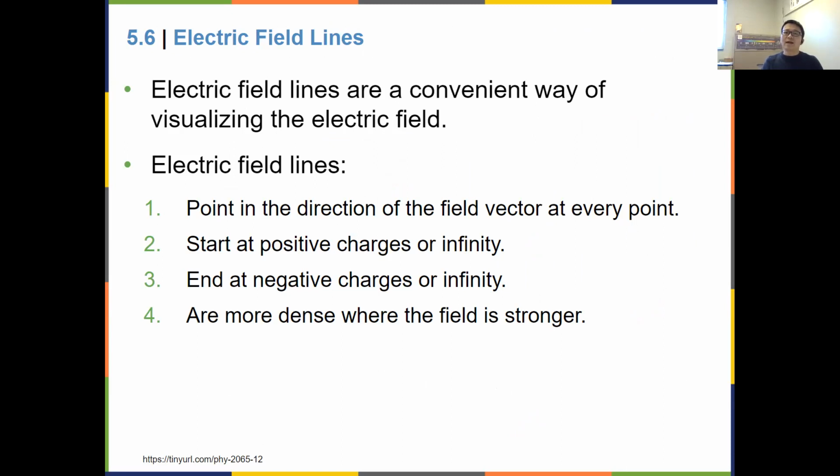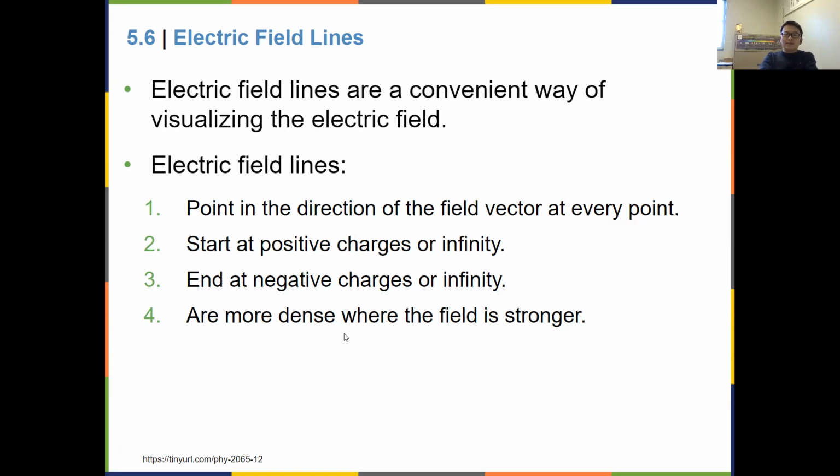For electric field lines, there are four points here. The first one is they point in the direction of the field vectors at every point. The electric field lines start at positive charges or from infinity. If you have a negative charge, the field lines come from infinity and end at that negative charge. If you have a positive charge, the field lines start there and end at infinity.